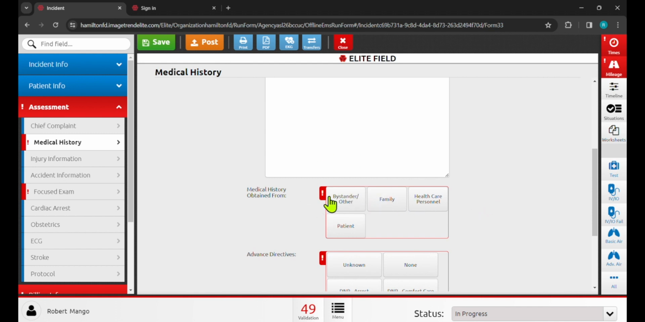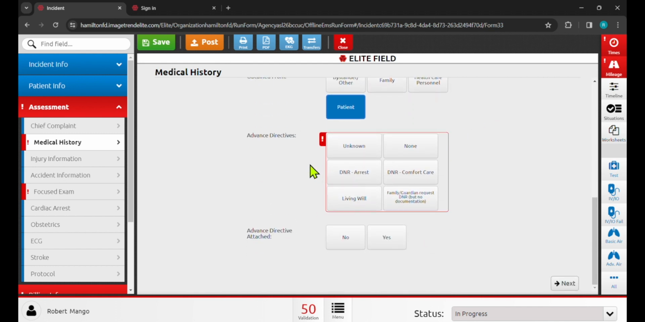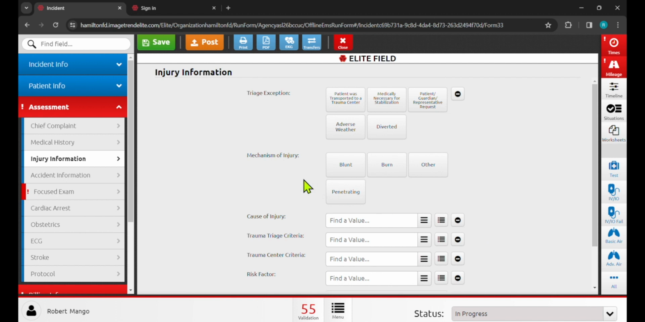Who'd we get the history from? Do they have advanced directives? Did we get a copy of the advanced directive? Injury information. This is exactly what it says. If there's an injury, this is the place for injury information.